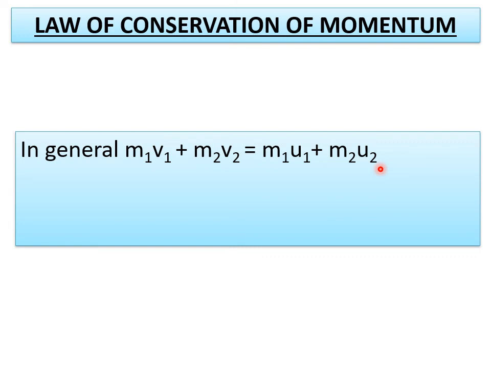In general, m1v1 plus m2v2 is equal to m1u1 plus m2u2. That means total momentum after collision is equal to total momentum before collision. Like this, total momentum is conserved.